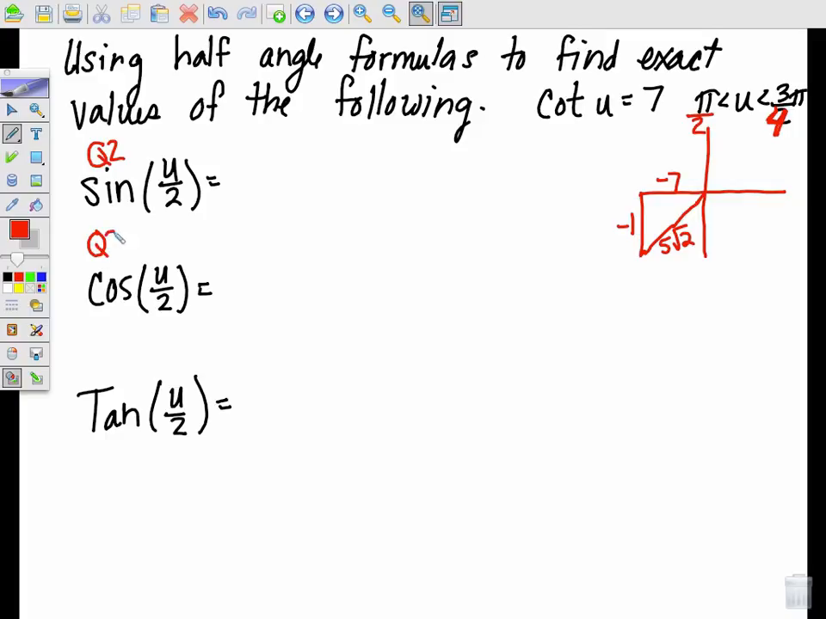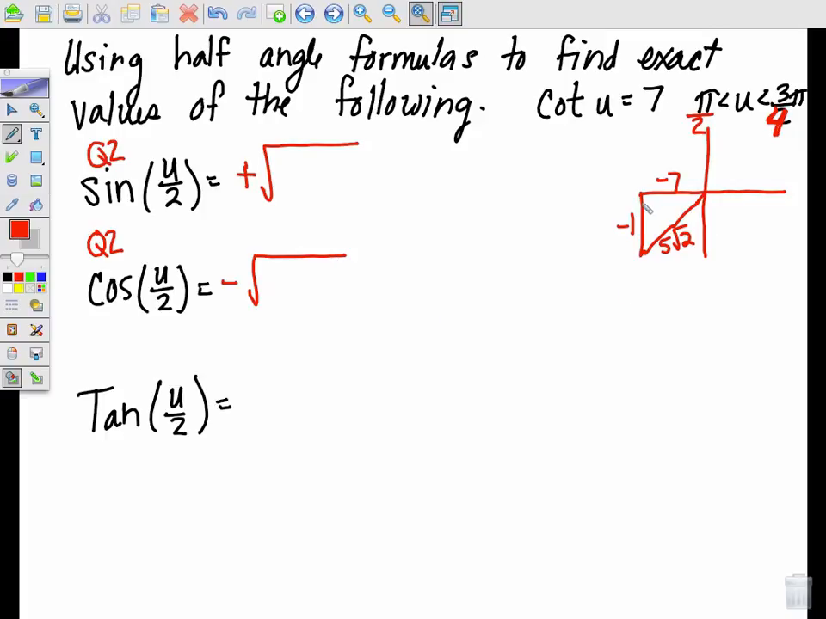Which quadrant does that lie in? Well, this is quadrant 2. So we're looking for quadrant 2 for the sine and cosine. That indicates that the sine is going to be the positive square root of, and the cosine is going to be the negative square root of. And now tangent doesn't matter.